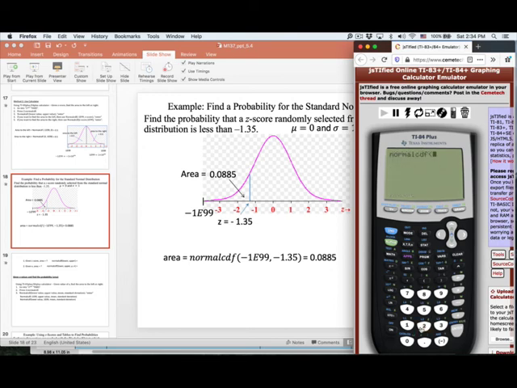Go to number 2, normal CDF. Again, negative, use the 1 under the 3. Negative 1, second, comma, 99, comma, negative 1.35. Close it. Enter. You will see 0.0885.